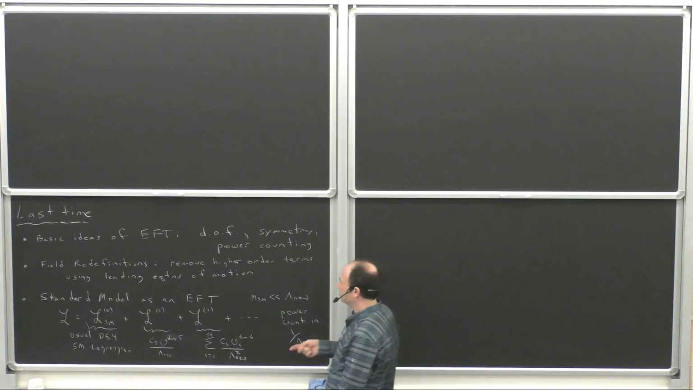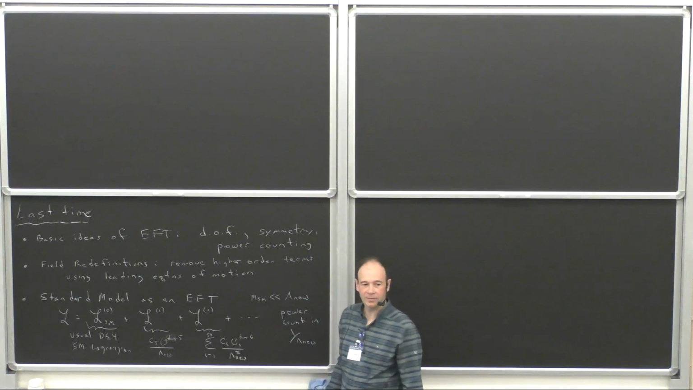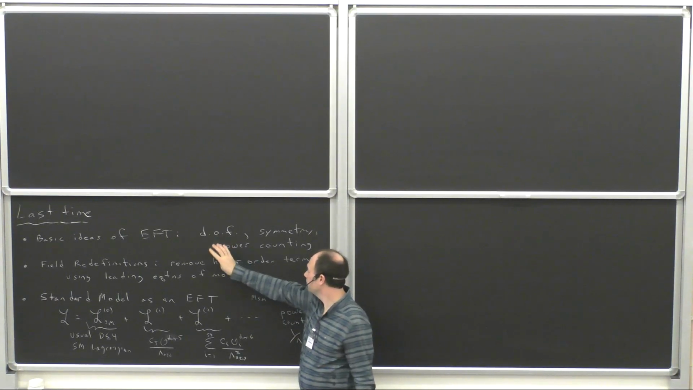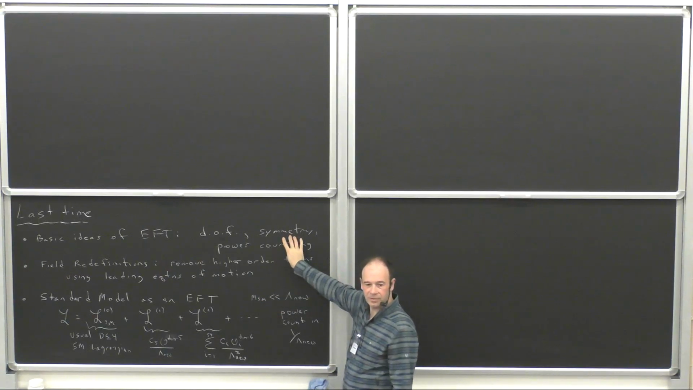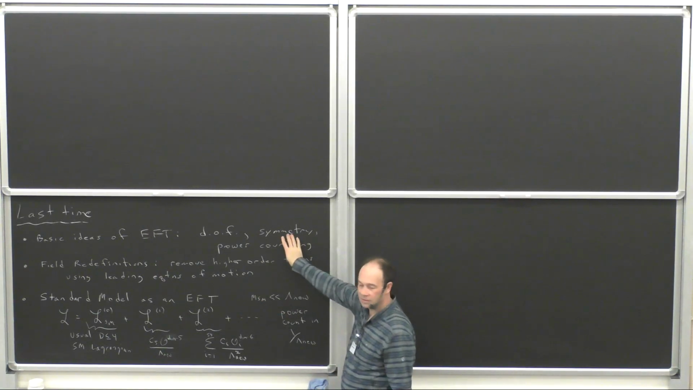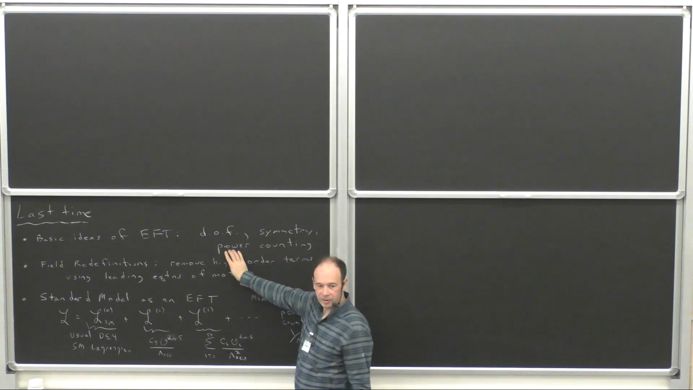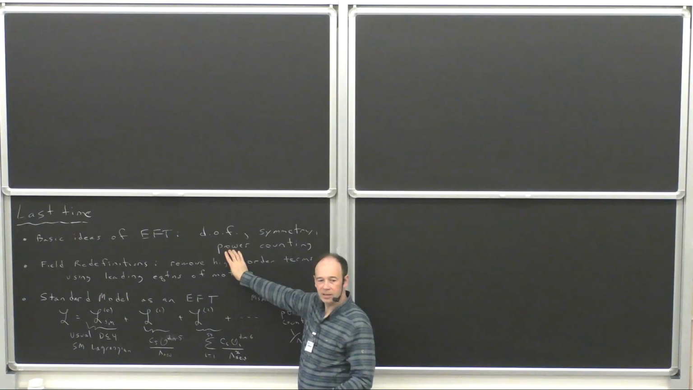And then we boiled down to the fundamental ingredients of any effective field theory, which are: what are its degrees of freedom, what fields is it built out of; what are the symmetries of the effective theory, which could be approximate symmetries, exact symmetries, spontaneously broken symmetries; what is the power counting in the effective theory? What are we expanding in? What are we neglecting at leading order?